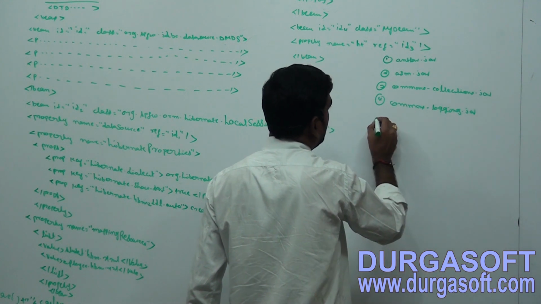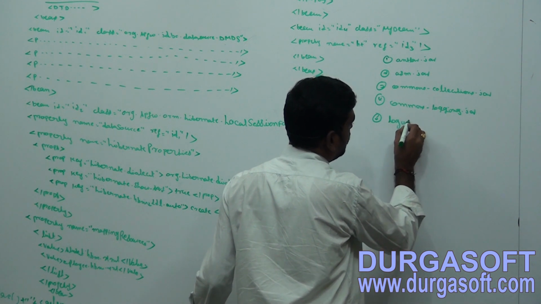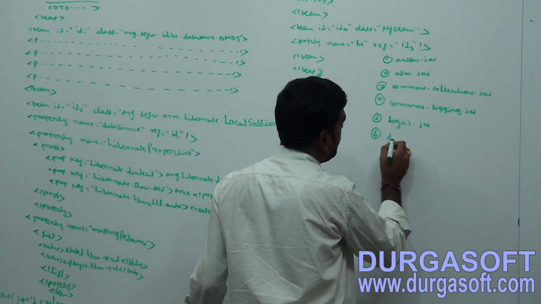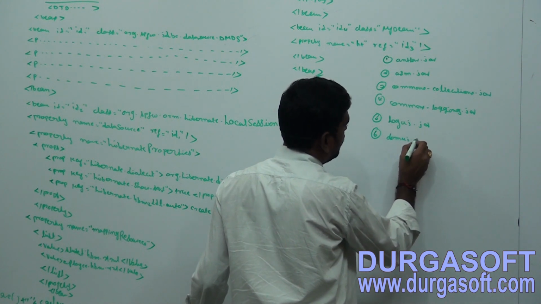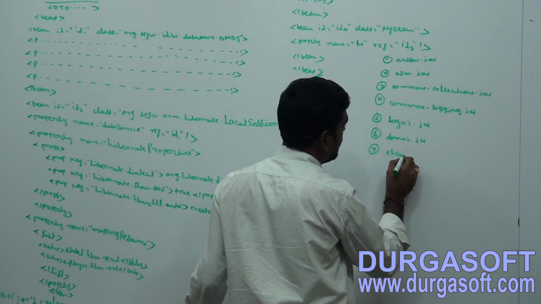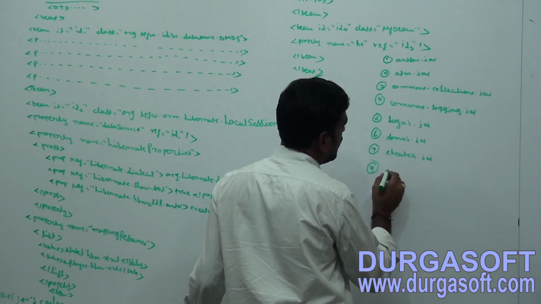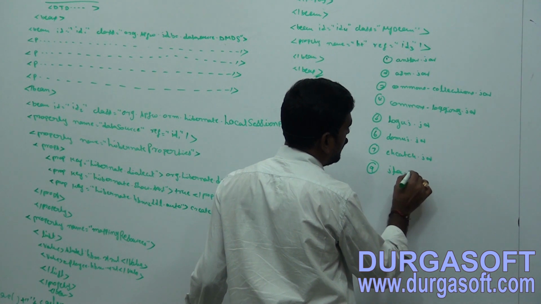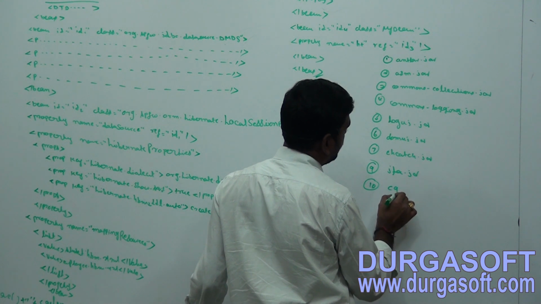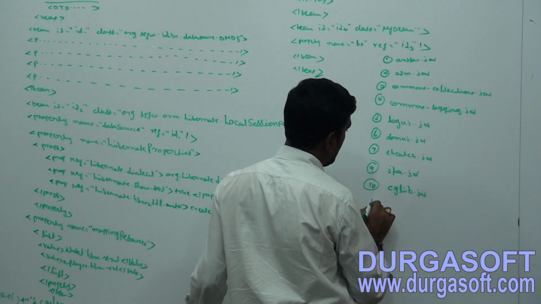Number five, log4j.jar. Number six, dom4j.jar. Number seven, ehcache.jar. Number eight, jta.jar. Number nine, cglib, the code generation library.